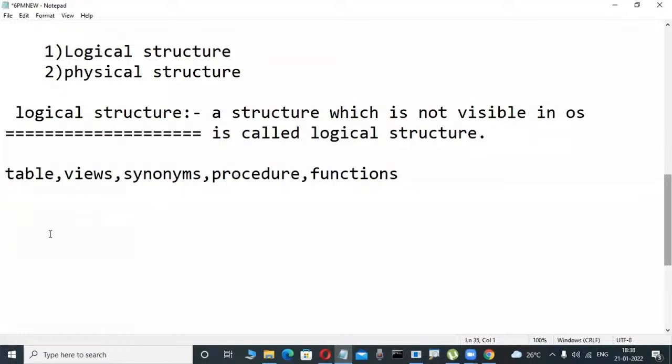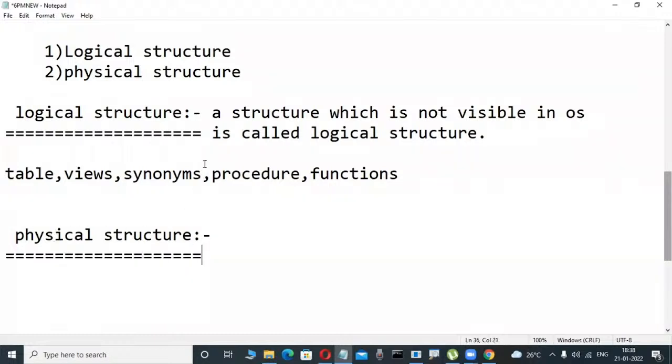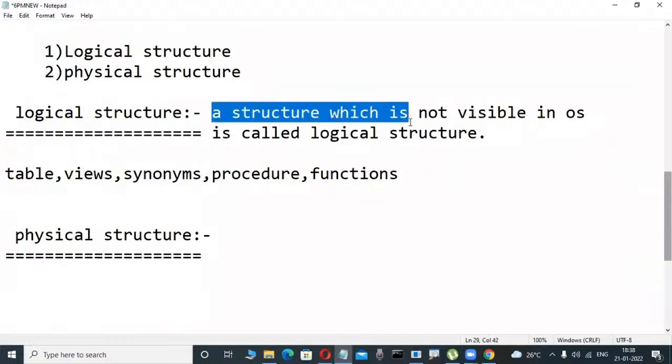Now observe it here. What is physical structure? Don't write it, just roughly observe. Physical structure is there. Now, just for the idea: what does physical structure mean? It is the opposite: a structure which is visible in the operating system.